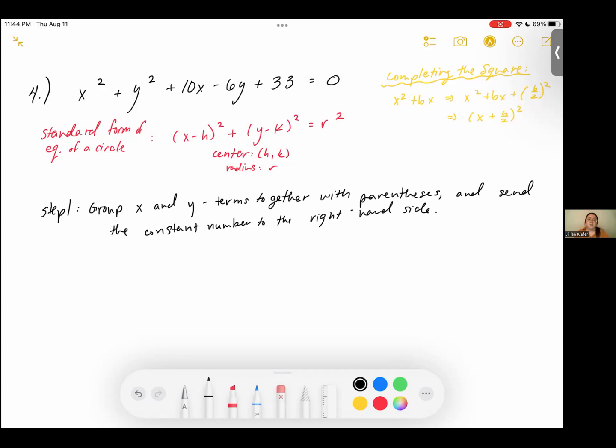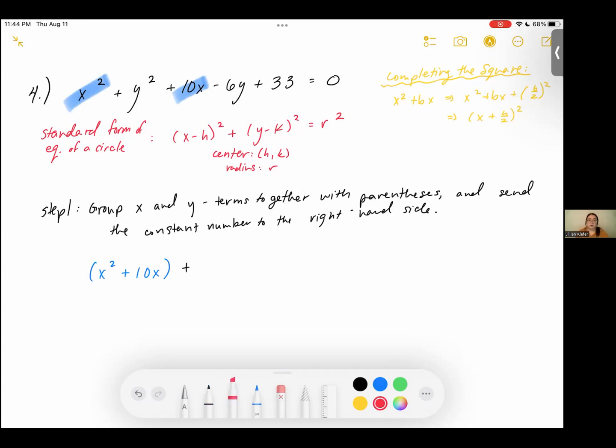All right, so what this means, for our equation, we want to group the x terms together first. We have x² and 10x. We're going to use our highlighter here. We've got x², 10x. Those are the x terms. So we're going to write (x² + 10x), and we're going to put those in parentheses. And those are our x terms.